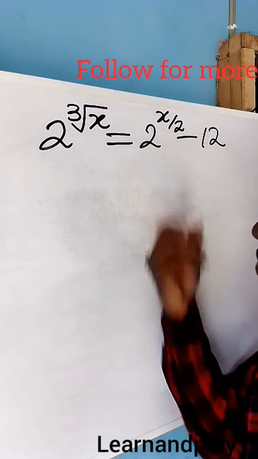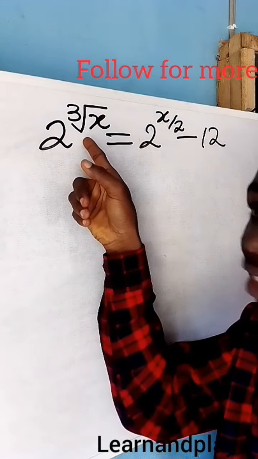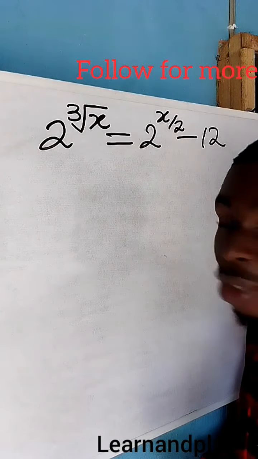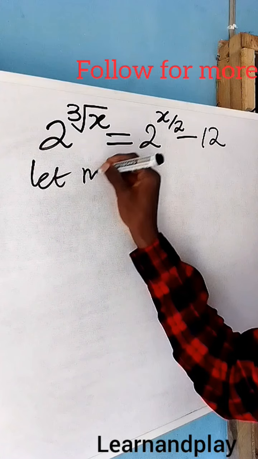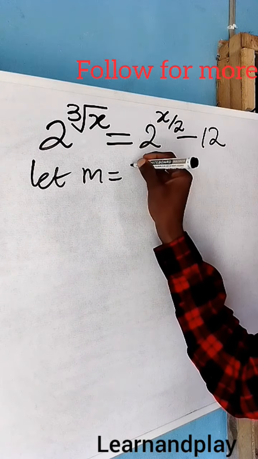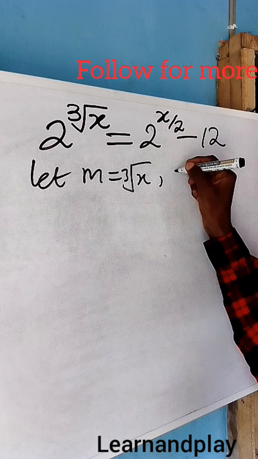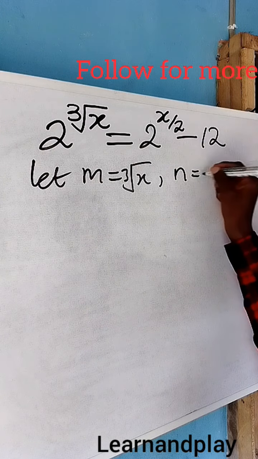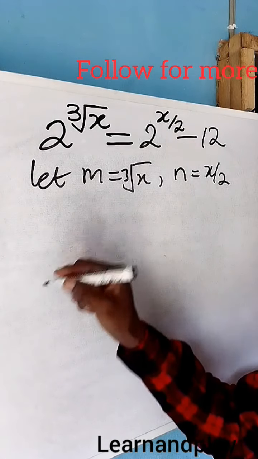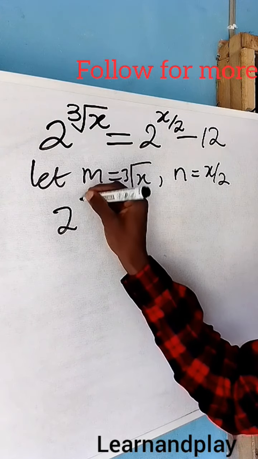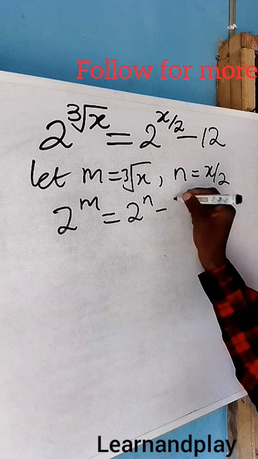Now we are asked to find f given this. Let's represent this with a letter and this with a letter. Let m equal the cube root of x, and n equal x over 2, so that you are going to have 2 to the power of m equal to 2 to the power of n minus 12.